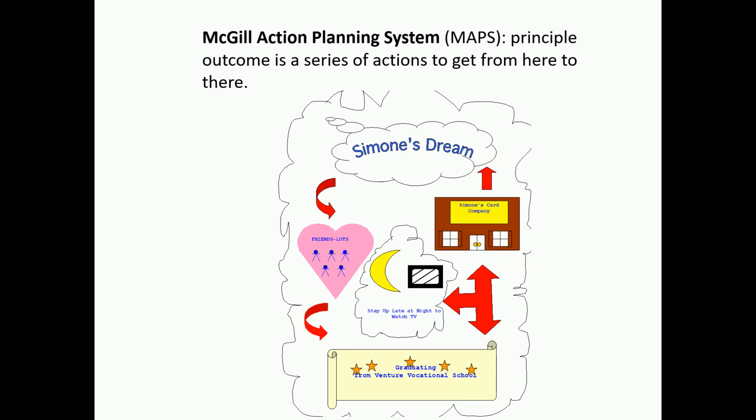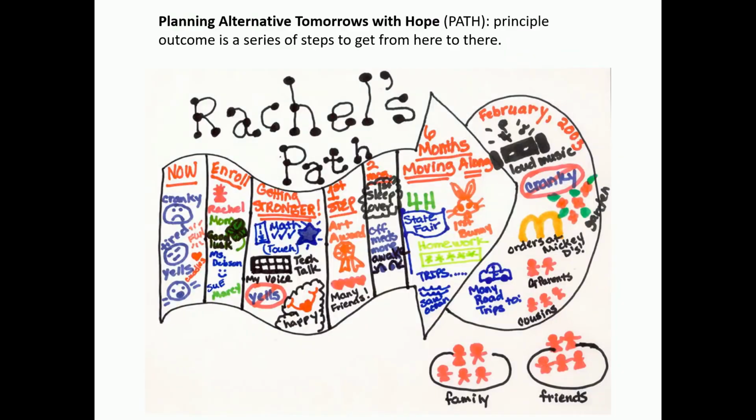You could use MAPS, which is a series of actions to get from here to there, but you can see it's a very visual process. There's also PATH, which is a series of steps to get from where we are now to the dreams and visions we have for the future. And how do we action plan for how do we get from one place to another?